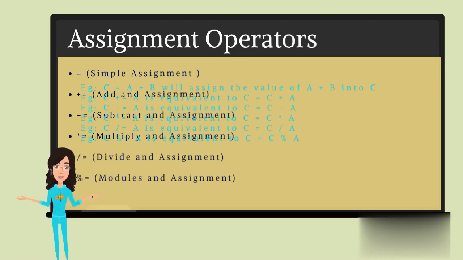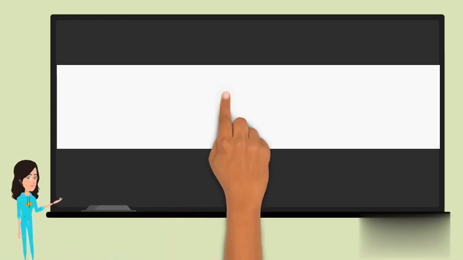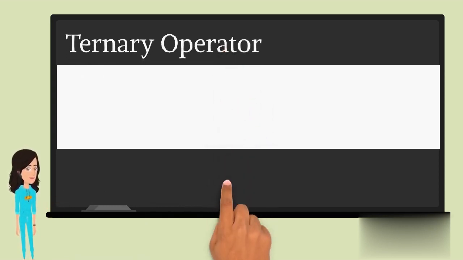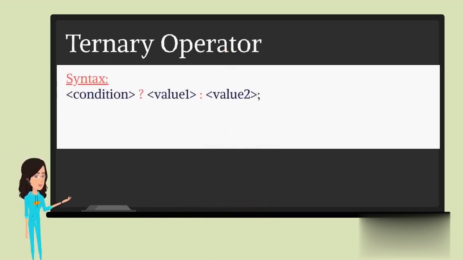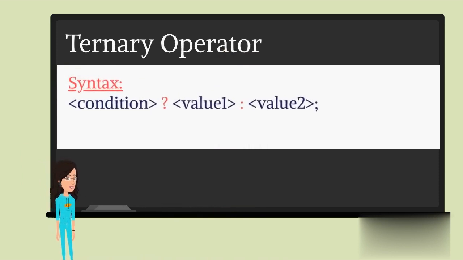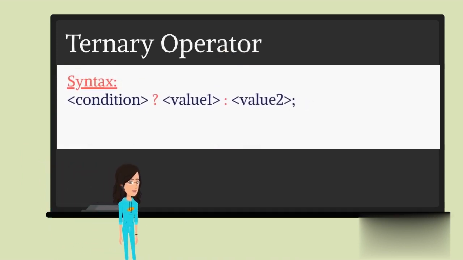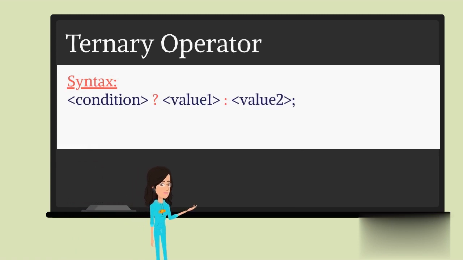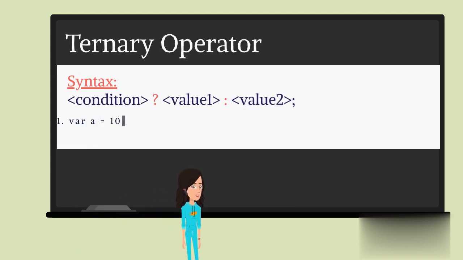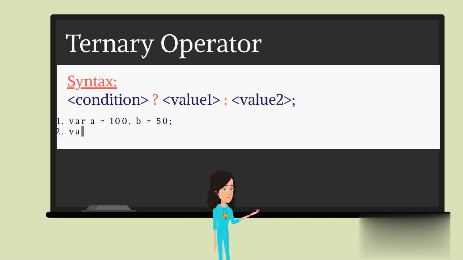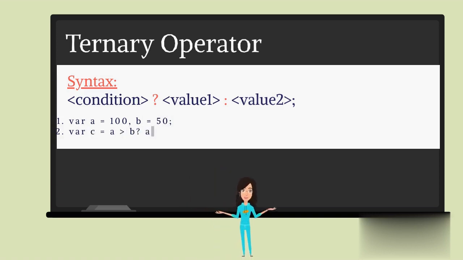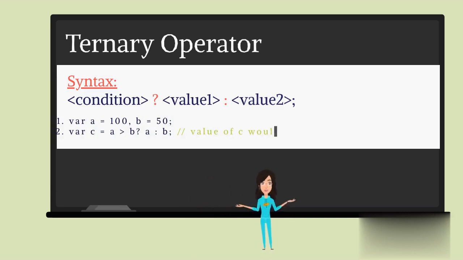The next will be the ternary operator. JavaScript includes a special operator called the ternary operator that assigns a value to a variable based on some condition. This is like a short form of the if-else condition. I hope you are familiar with the if-else condition. So you can see the syntax on the screen.